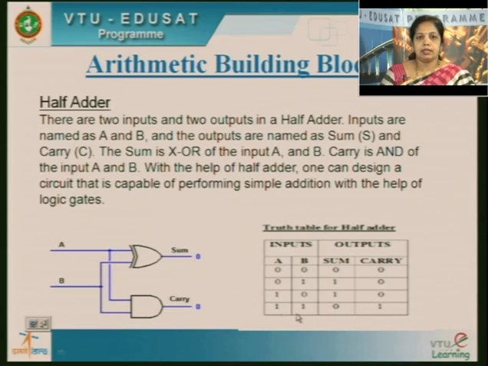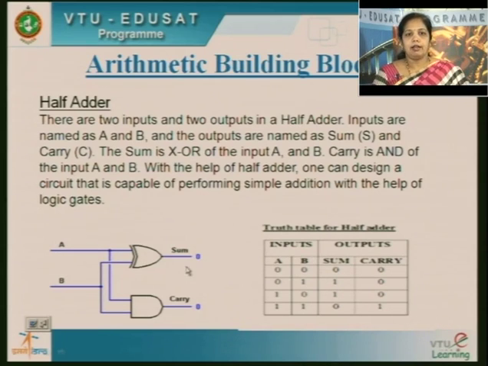Suppose I take up an example, 1 and 1. If I give 1 and 1 here, if both inputs to the XOR gate are 1, my output is 0. If 1 and 1 go to the AND gate, both the inputs are 1, my output is 1. So you are going to get output as 0 and 1. So this is the circuit diagram for the half adder and the truth table for the half adder.